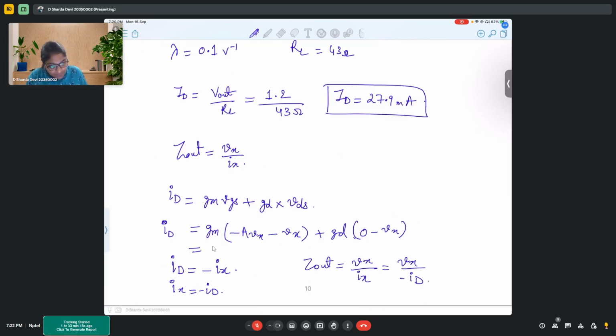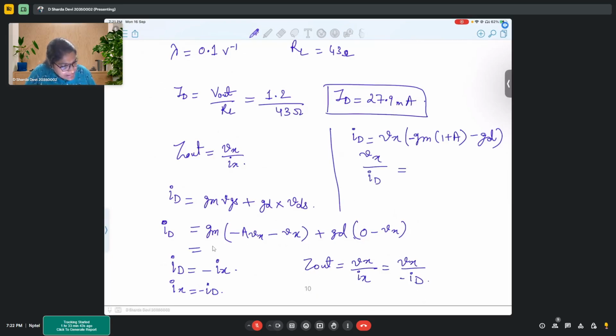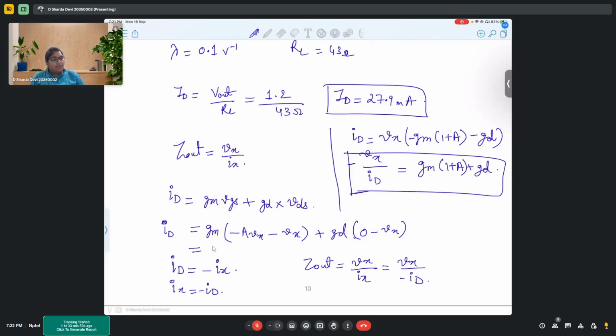And from here, we can find, I have to separate, let's say, Vx. So how it would look like: Gm minus Gm1 plus A minus Gd. So Vx upon ID, or minus also we can take, Gm1 plus A plus Gd. So this is our Z out. Is this clear?